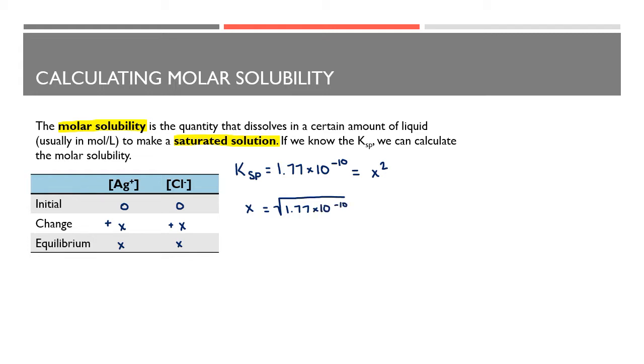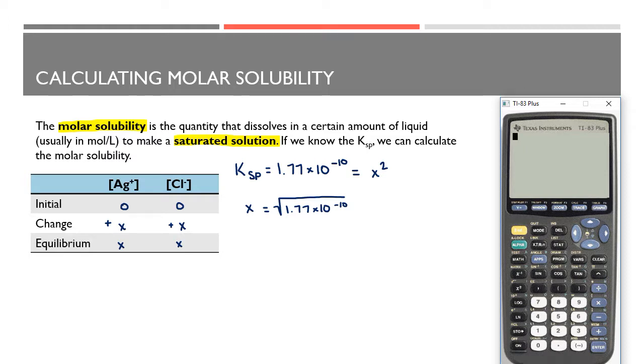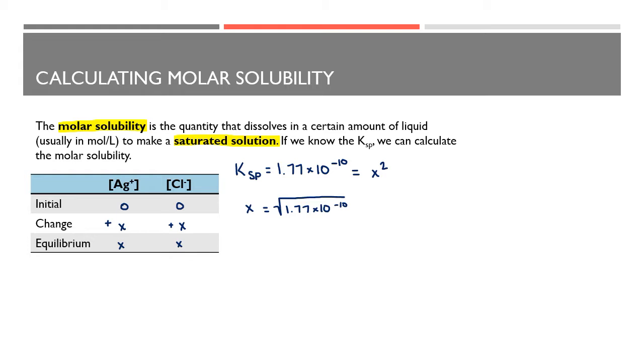To solve for x, we take the square root of the Ksp. So 1.77 times 10 to the negative 10th. If I type all of this into a calculator, I can solve for that molar solubility. So the square root of 1.77 times 10 to the negative 10th is equal to 1.33 times 10 to the negative 5th. This is my x value. This is my molar solubility of the silver chloride.